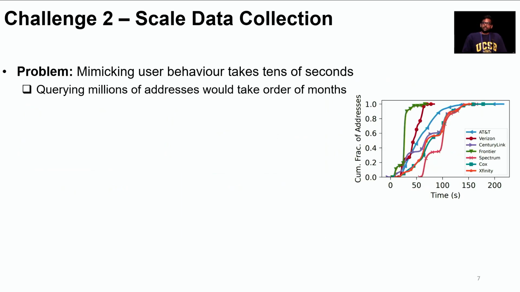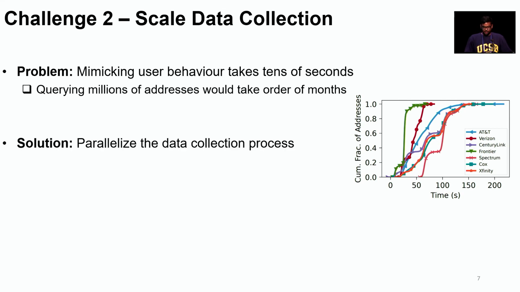The second problem that we run into is that of scalability, because doing data collection in this manner, mimicking user interaction, takes a lot of time. Here you can see in this CDF that for certain ISPs, for example Spectrum, the median time it took was about 100 seconds to get one address, which means when we are trying to curate a data set of millions of addresses, this will take a long time, and we don't have that much time.